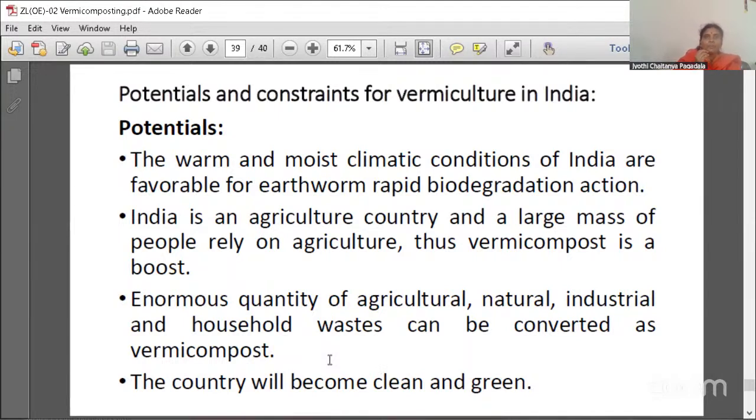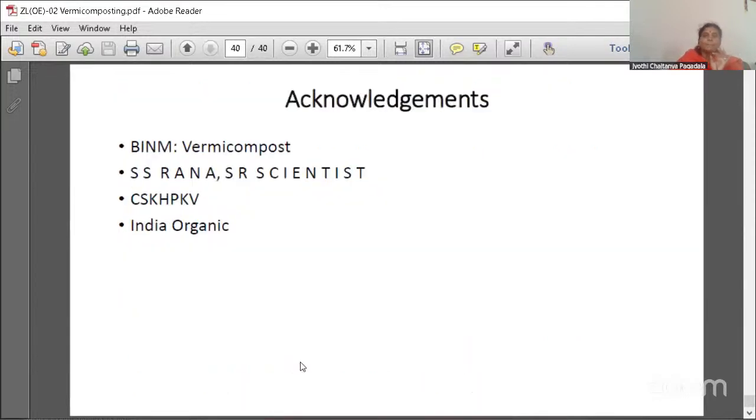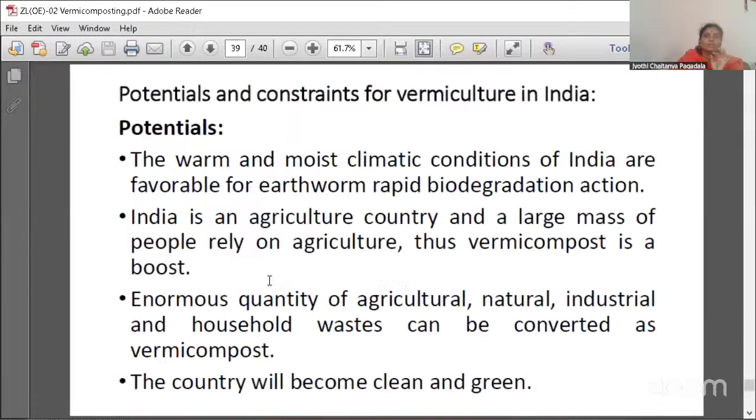For vermicomposting, we don't need much budget to start a vermicompost startup, and the country will become clean and green because we are working on the motto of from waste to gold. So definitely, in most cases, we can avoid landfills. This is about the potentials.